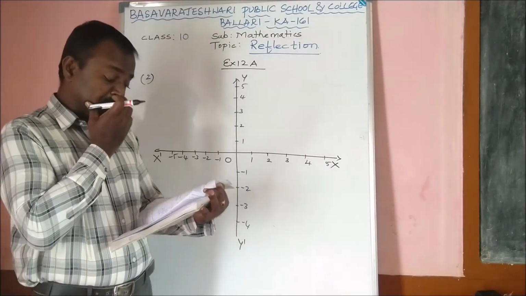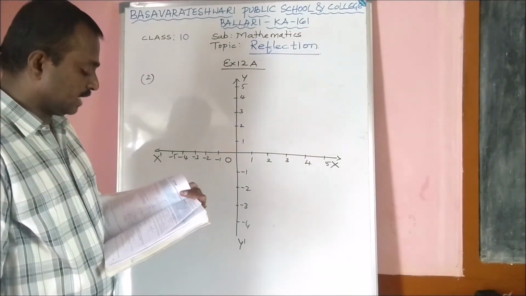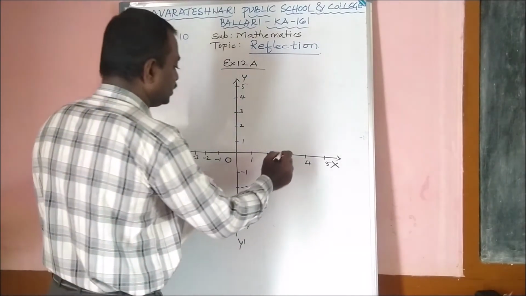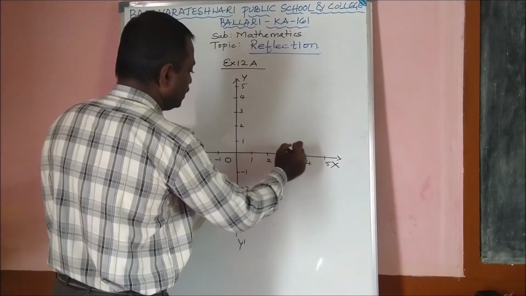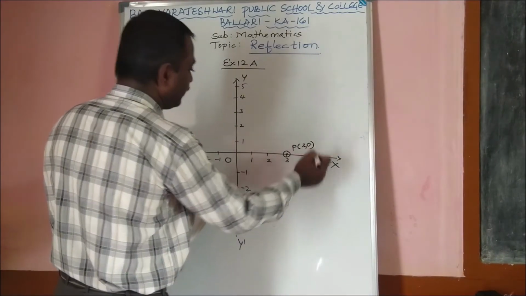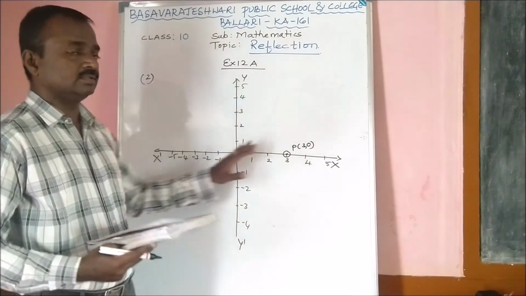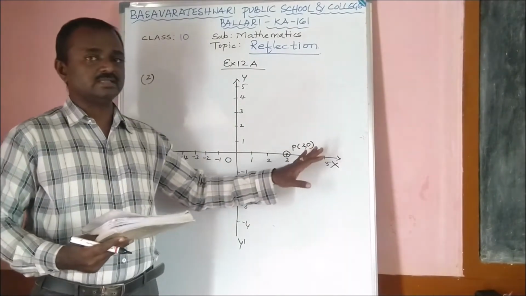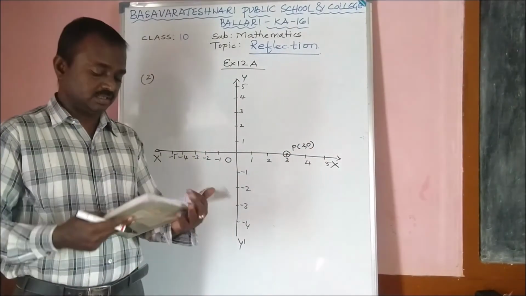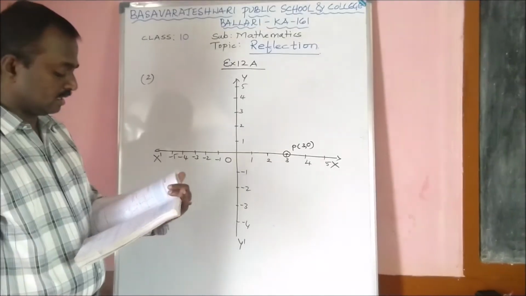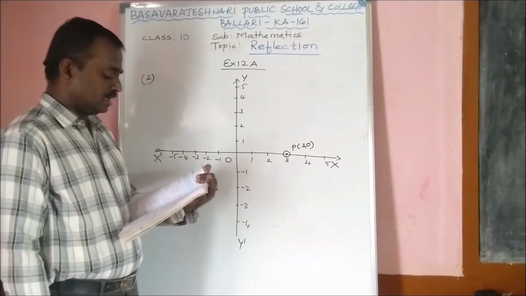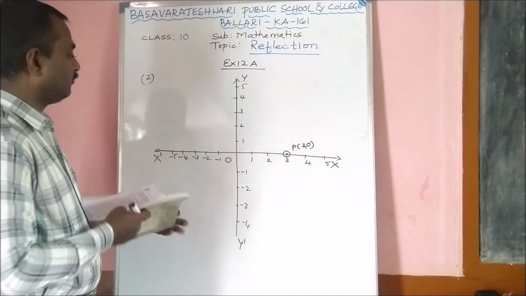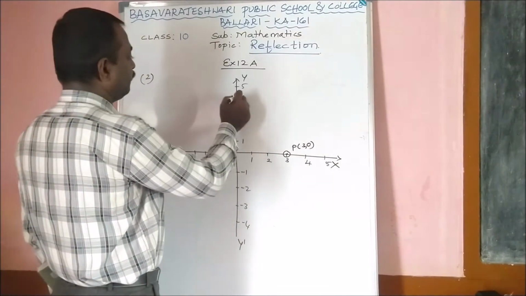So on which axis does the following point lie? P (3, 0). If you see here, P has x value 3, y value 0, so it lies on x axis. P (3, 0) lies on x axis. Now Q (0, 4), x value 0, y value 4.